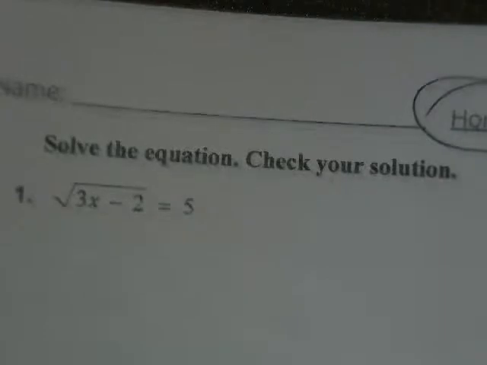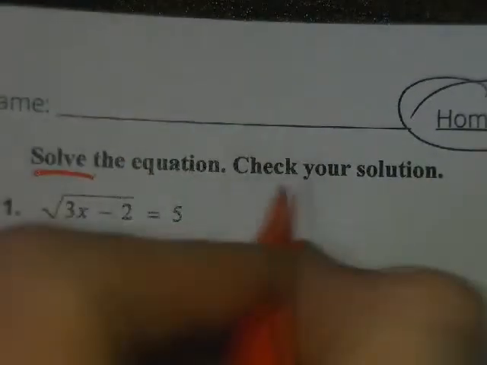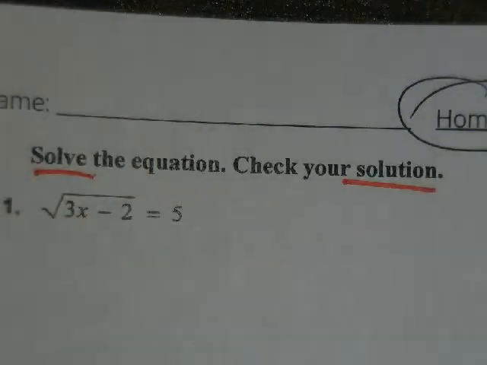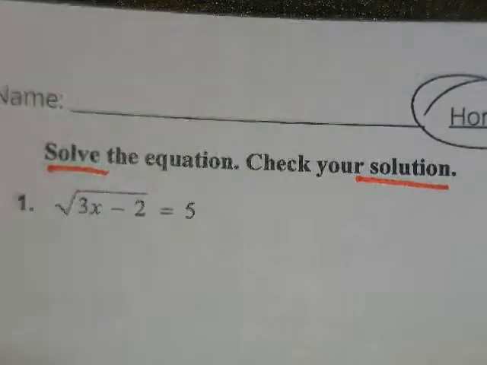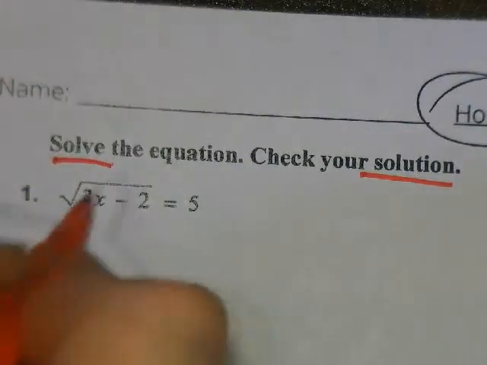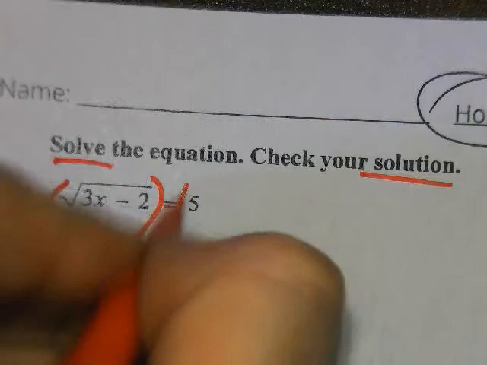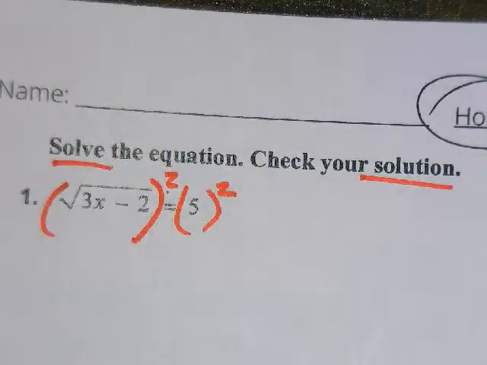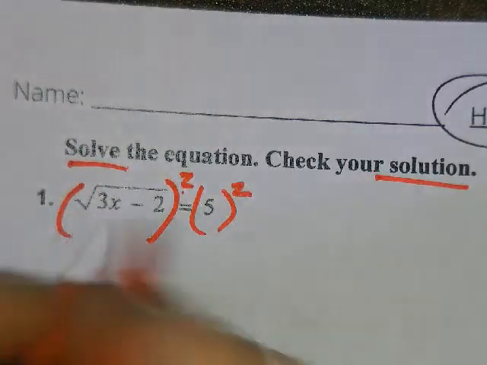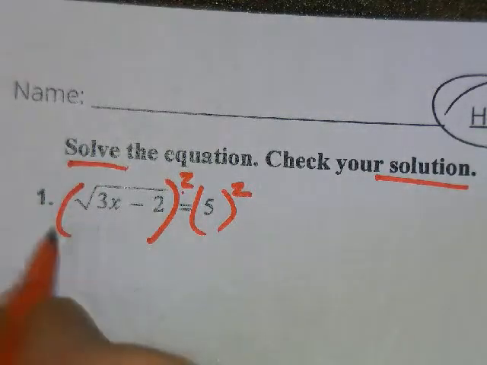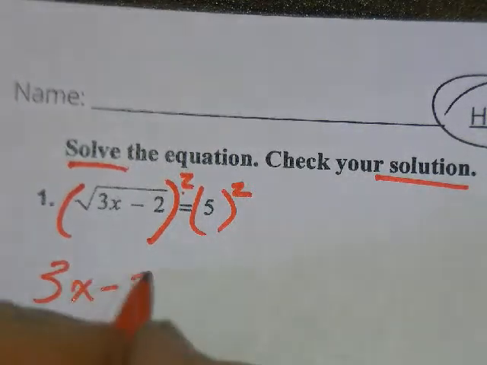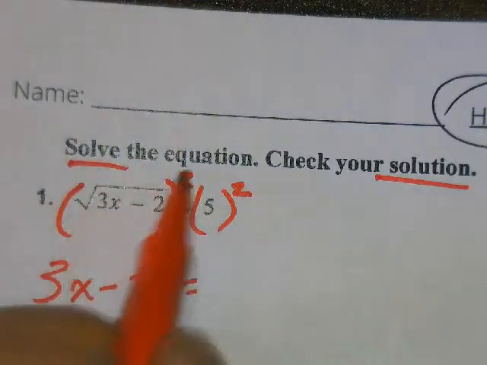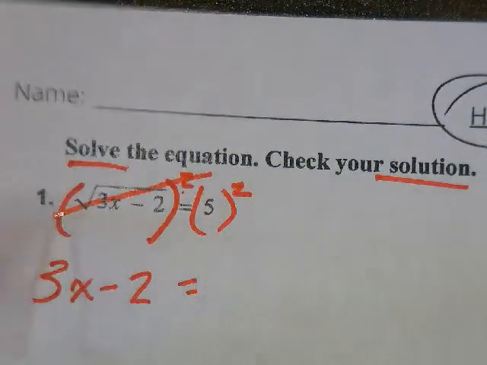So the first one that we want to do is, after we solve the equation, we also need to check the solution. So we're going to have to go back and substitute in. When you've got a square root, to undo that, you need to square it. And if you do it to one side, you need to do it to the other. So I'm going to square both sides, and when I do that, this will simplify. That's the whole point of squaring it, is to get rid of the radical.